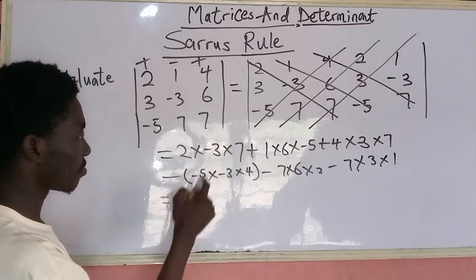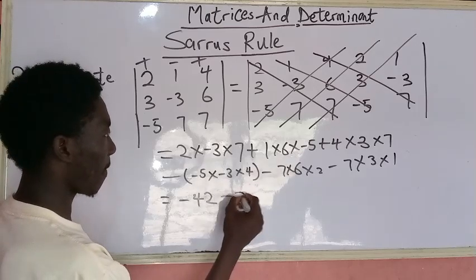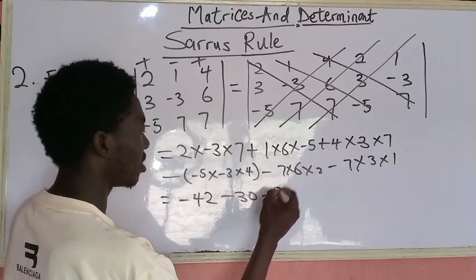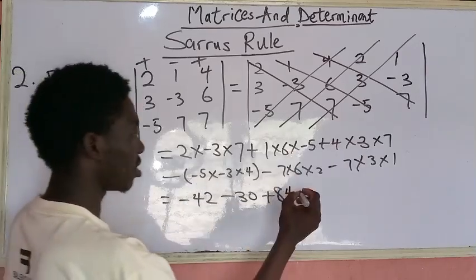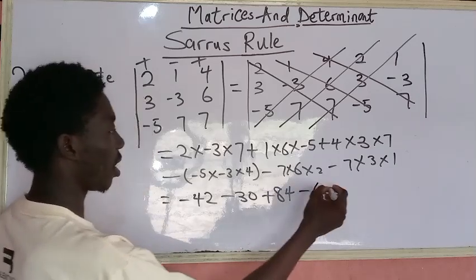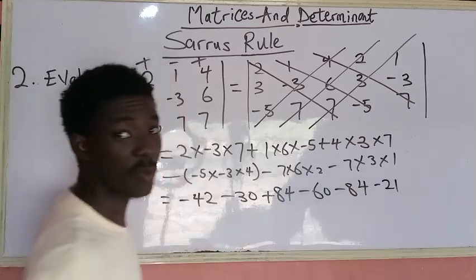And this should give me what? It should give me minus 42. This should give me minus 30. And this should give me 84. For this, I'll be having 60. And here, I'll have 84 and 21.